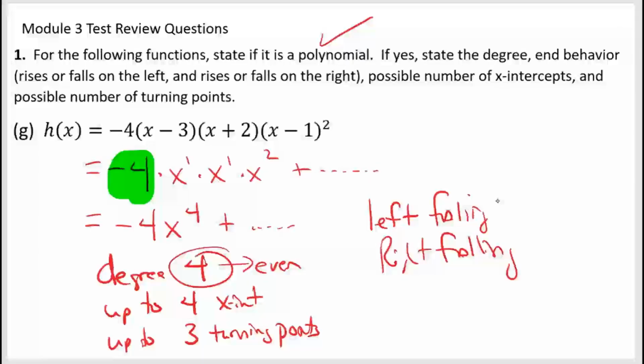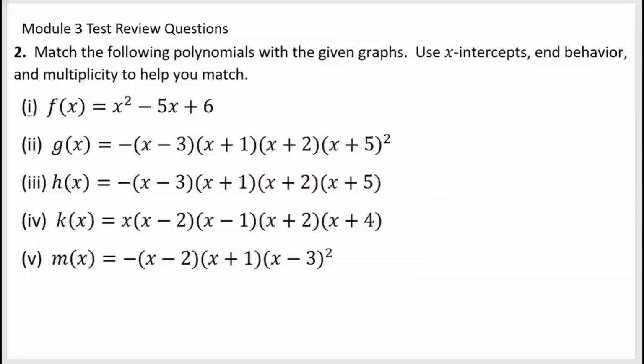Okay? Now problem 2, I'm supposed to match the polynomial with the given graph. Or graphs. We have a lot of graphs. We have a lot of polynomials. I'm supposed to use the x-intercepts, the end behavior, and multiplicity to help us match. Now, I'm going to just write a few notes right here on each problem. And then when we go to the graphs on the next slides, I'm going to write a few notes there. And then we're going to match.